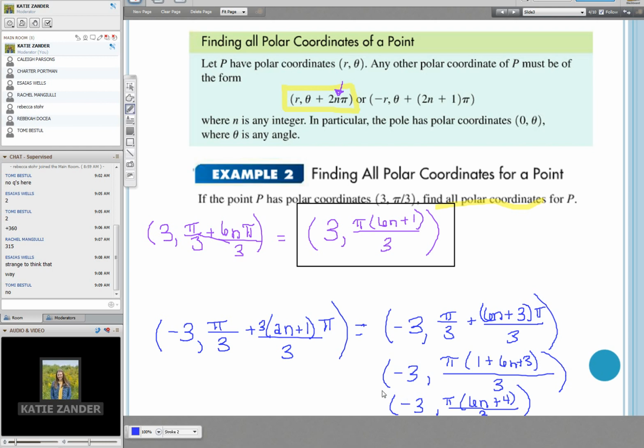So here is a second form to denote all of the points that fall at 3, pi over 3. And again, we had to leave it generic with n in there so we can make sure that we hit any and every value that n can possibly be. Okay, any questions with these two formulas? I know they seem a little bit weird, but when we get to use them a little bit more, they're not too bad.